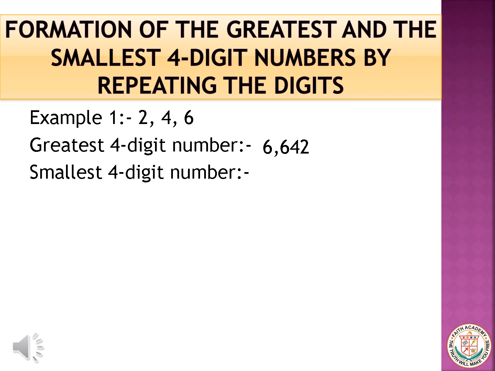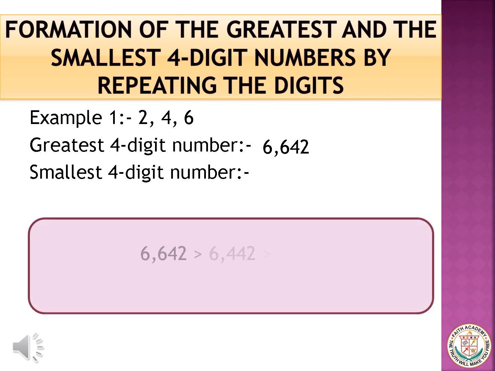Now you may ask, why did we only repeat 6? We could have repeated the other digits. So I want you to look at these 3 numbers and compare for yourself which will be the greatest among these 3. 6642 or 6442 or 6422.